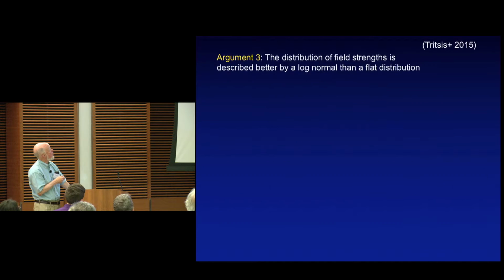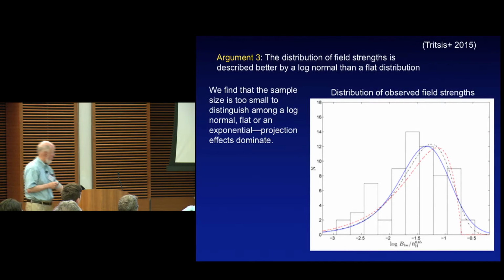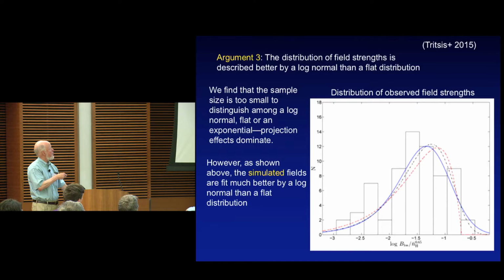The third claim that they made was that the distribution of field strength is described better by a log normal than a flat distribution. What we found in our analysis, if you actually look at the line of sight fields, is that we tried three different distributions: a log normal, a flat distribution, or an exponential. And these are what you get. Basically, if you just look at these data, you can see that the projection effects spread it out over a factor of about 1,000 in the log of the line of sight field normalized by this density. And I can't really tell which of those is right. We were unable to determine from the line of sight field what the intrinsic distribution was. On the other hand, as I showed above, the simulated fields are fit much better by a log normal than a flat distribution.